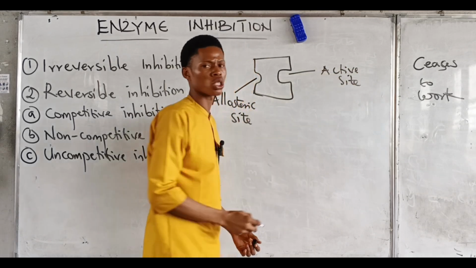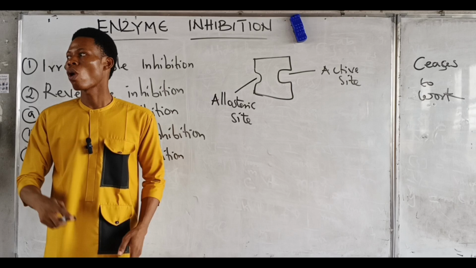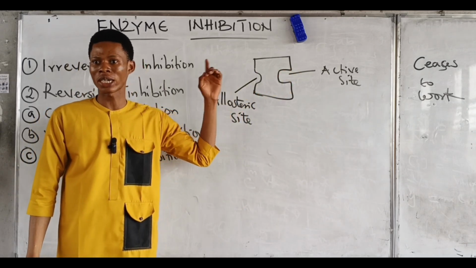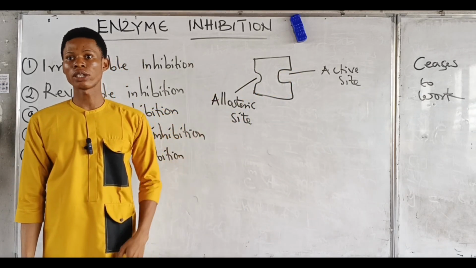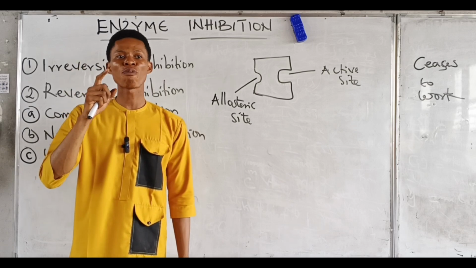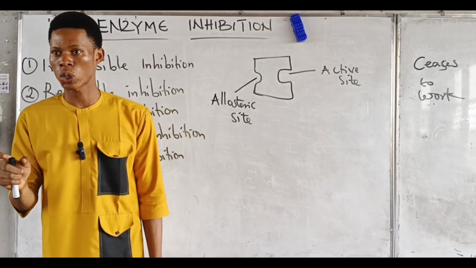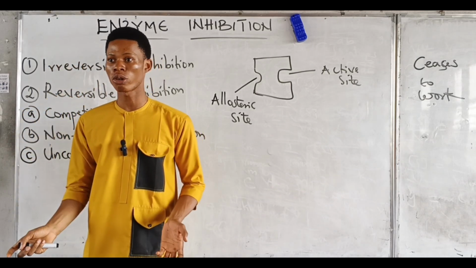But if the substrate wants to bind, where will it bind? Is it in the active site or allosteric site? Active site, right? Good. Now, we have molecules we call inhibitors. Personally, I call them enemies of progress.